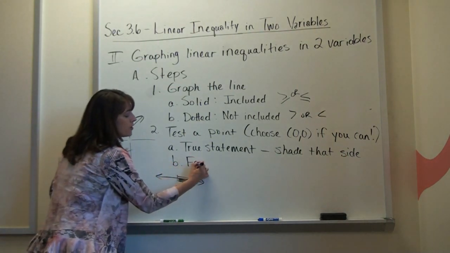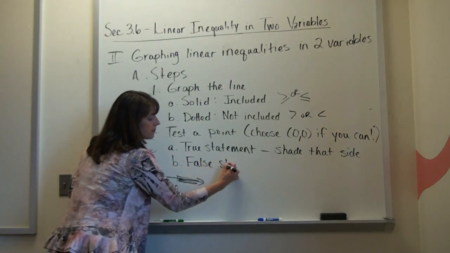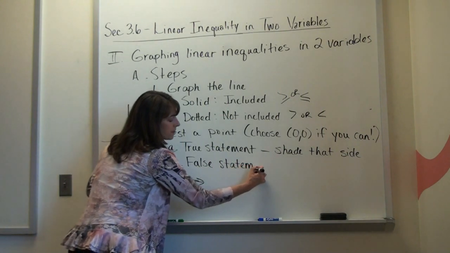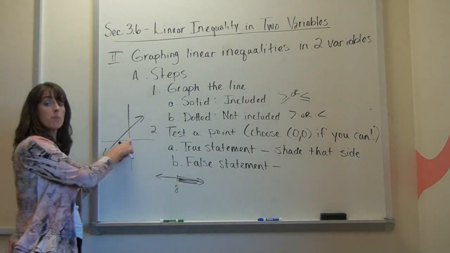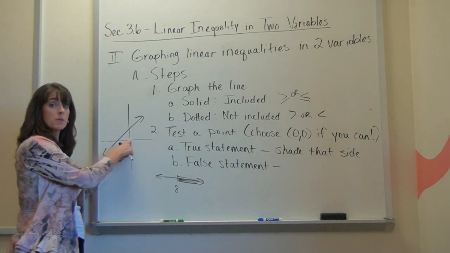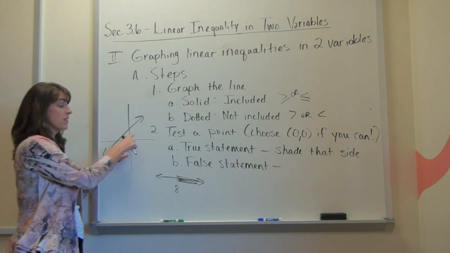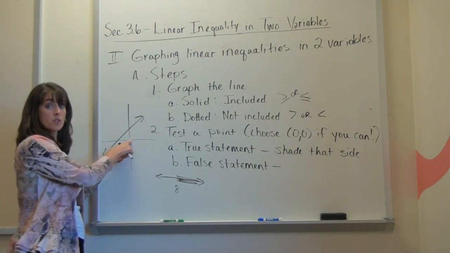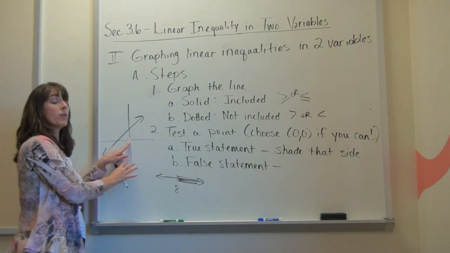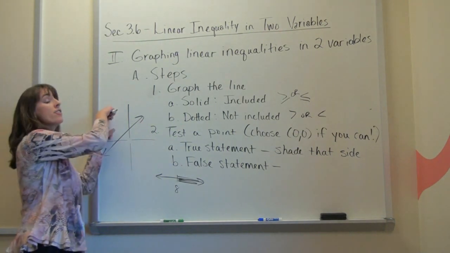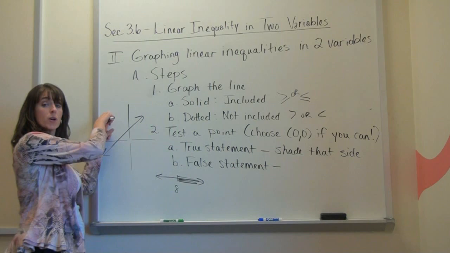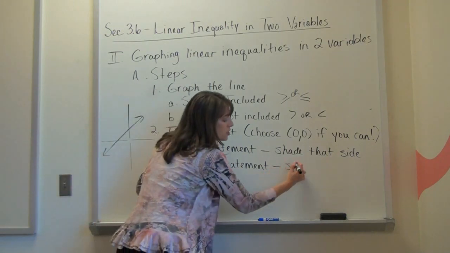If you come up with a false statement, let's say I test that 0, 0, I put it into the inequality, just like we had done in the previous example, we came up with a false statement. Remember, that meant that this 0, 0 was not a solution, but that means everything on this side is also not a solution. That indicates everything on the other side is going to be a solution. So if you come up with a false statement, you simply shade the other side.